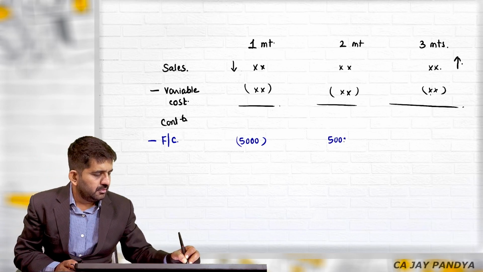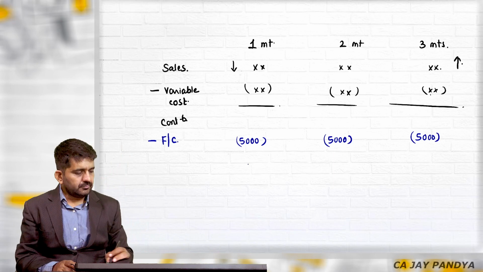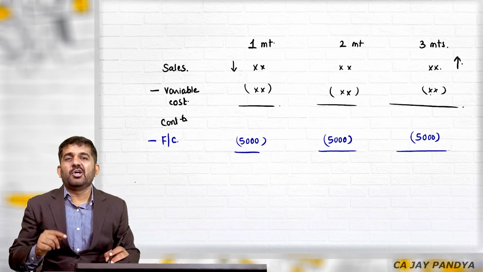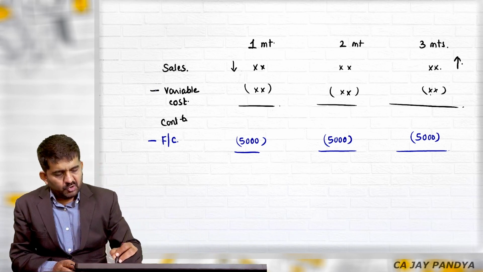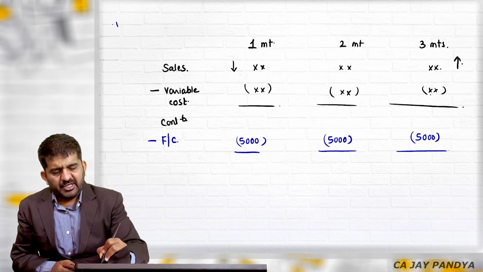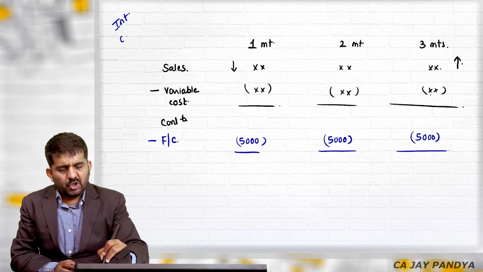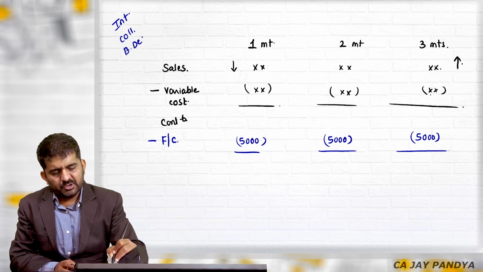5,000, 5,000, 5,000. This all cost does not include any debtors related cost. So this cost does not include interest cost on debtors only. It does not include collection cost. It does not include bad debt cost.